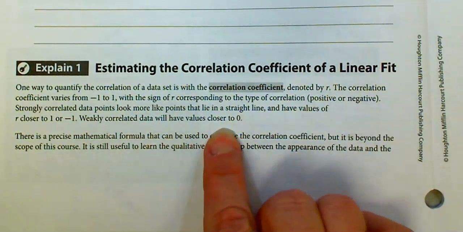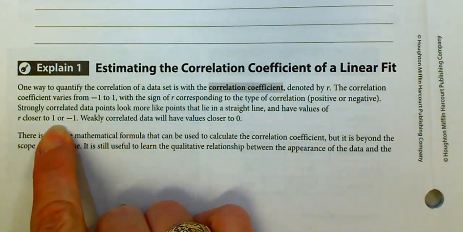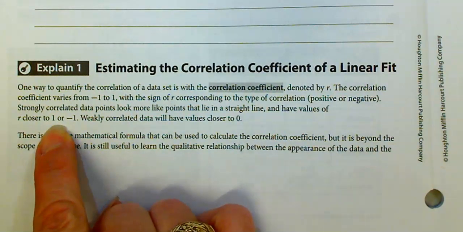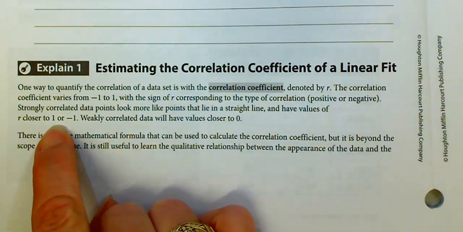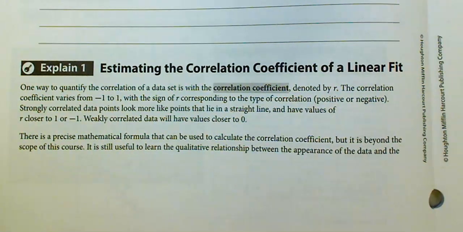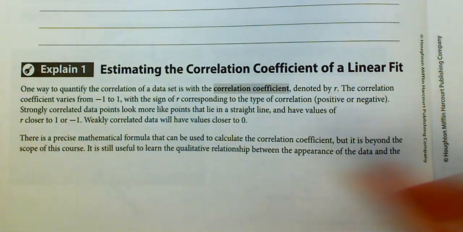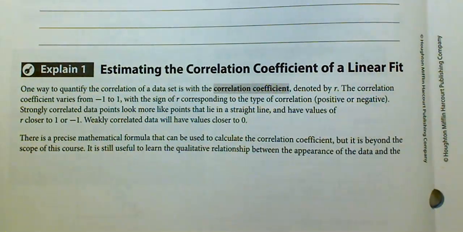Weakly correlated data will have values closer to 0. Strongly correlated data will have values closer to 1 if it's positive, or -1 if it's a negative correlation, okay? Sort of so-so correlations will be, you know, somewhere in the ballpark of like a 0.5 or something like that, okay? All right. Can you calculate correlation coefficient? Yes, you can, but it is beyond the scope of this course, so of course we're not going to do it. We're just going to sort of estimate it.